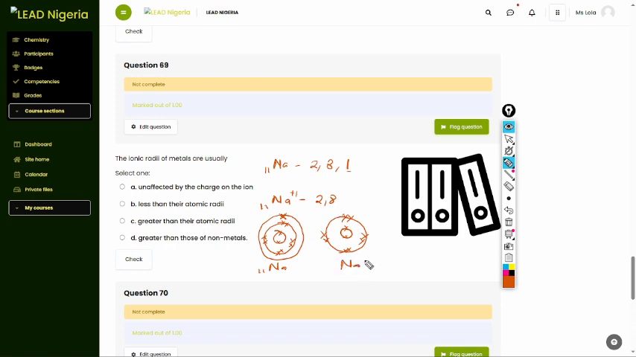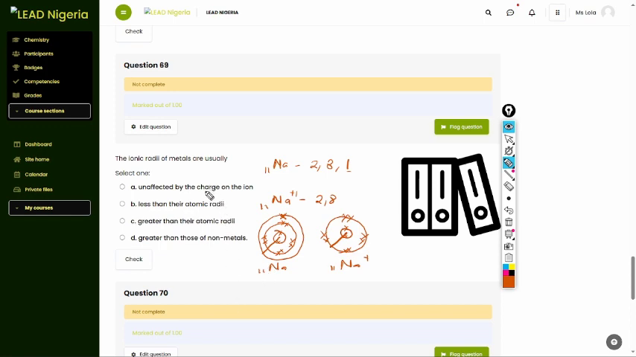This is the sodium ion. Now the radius is the distance from the center here to the last shell. So the ionic radius for the ion is the distance from here to the last shell. You notice that the distance in the atom is greater than the distance in the ion. So because it loses 1 electron shell, the distance from the center to the last shell reduces. So the ion has a smaller radius compared to the neutral atom.